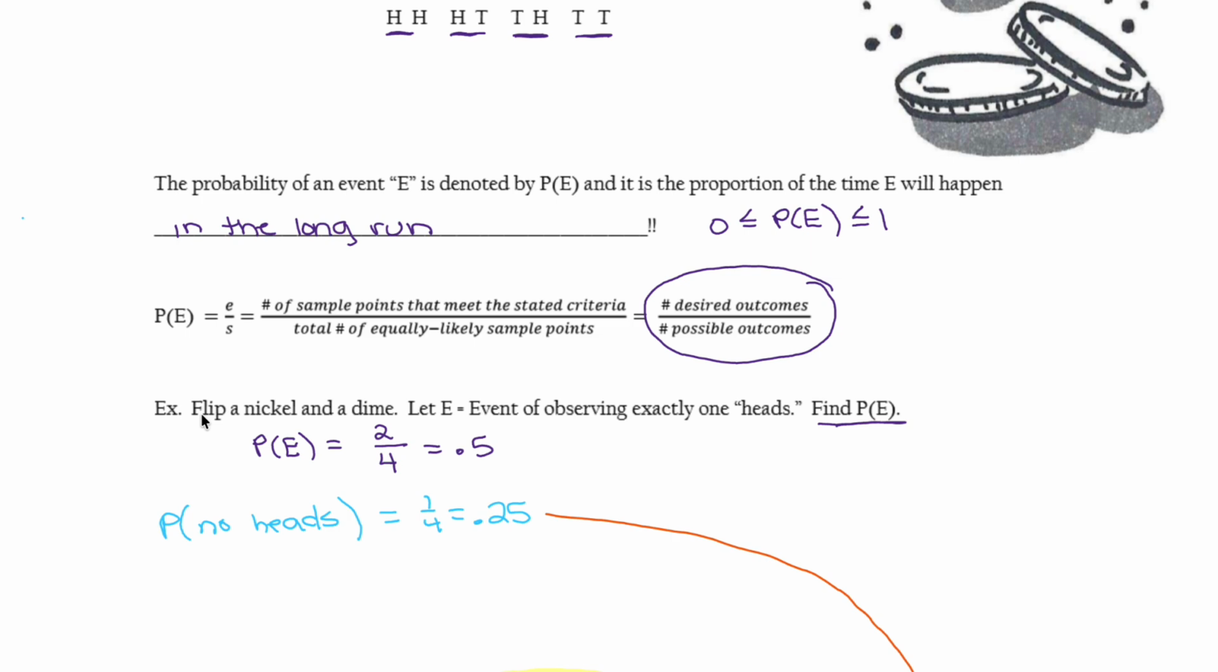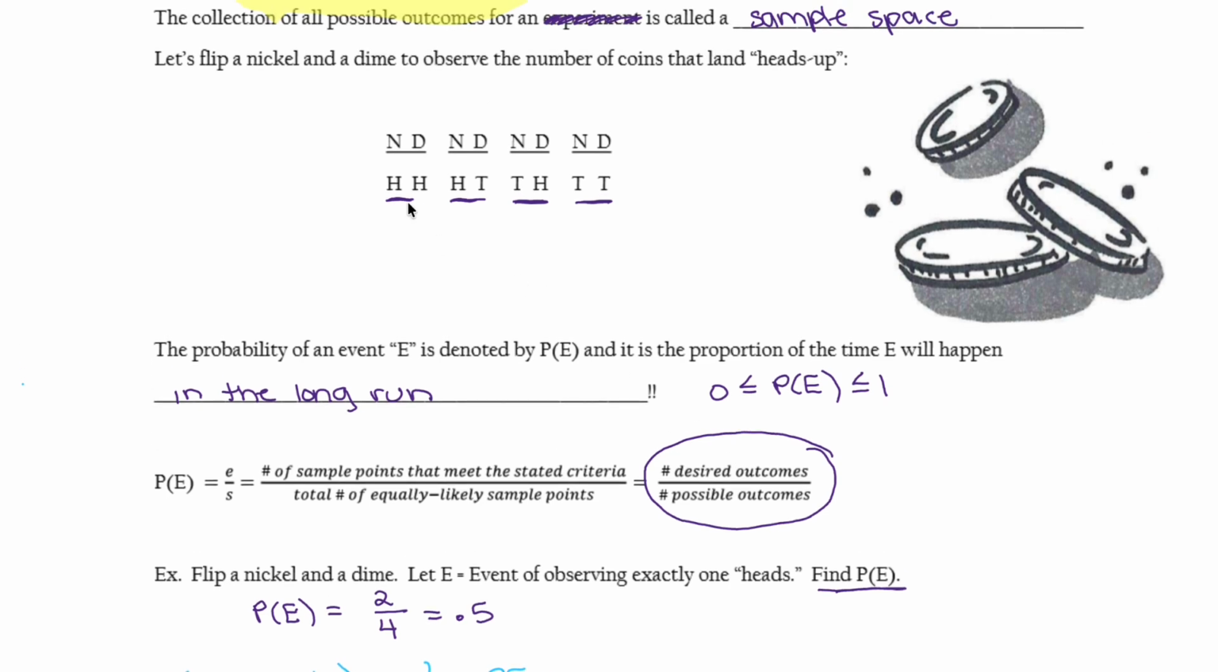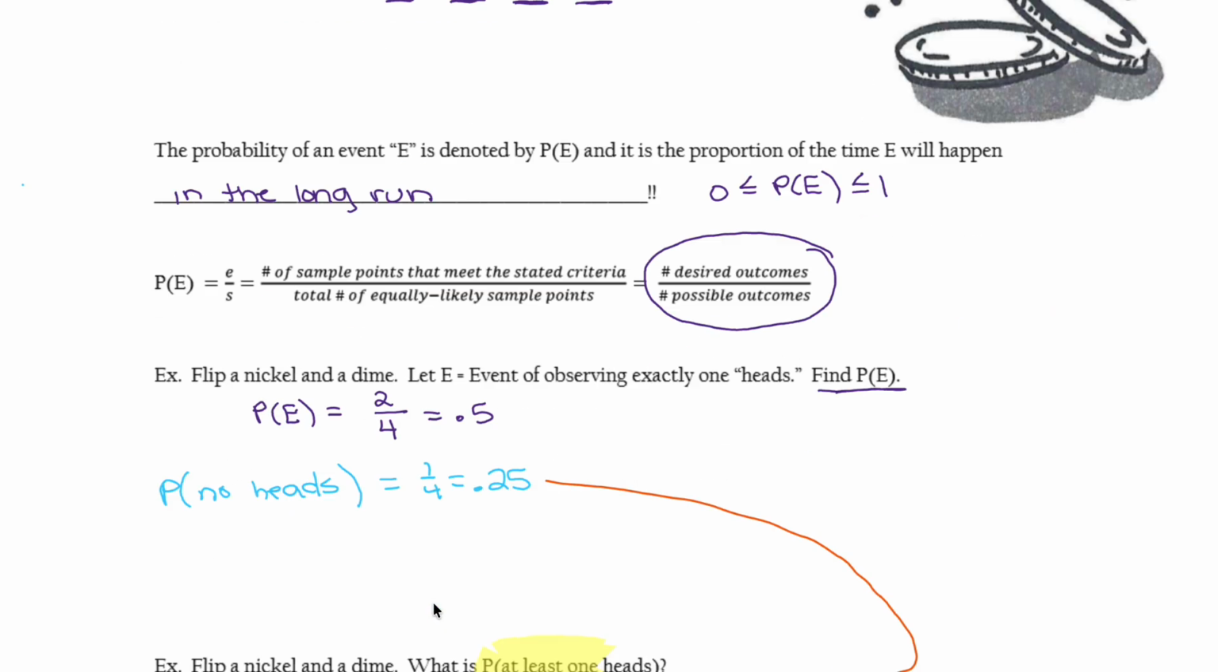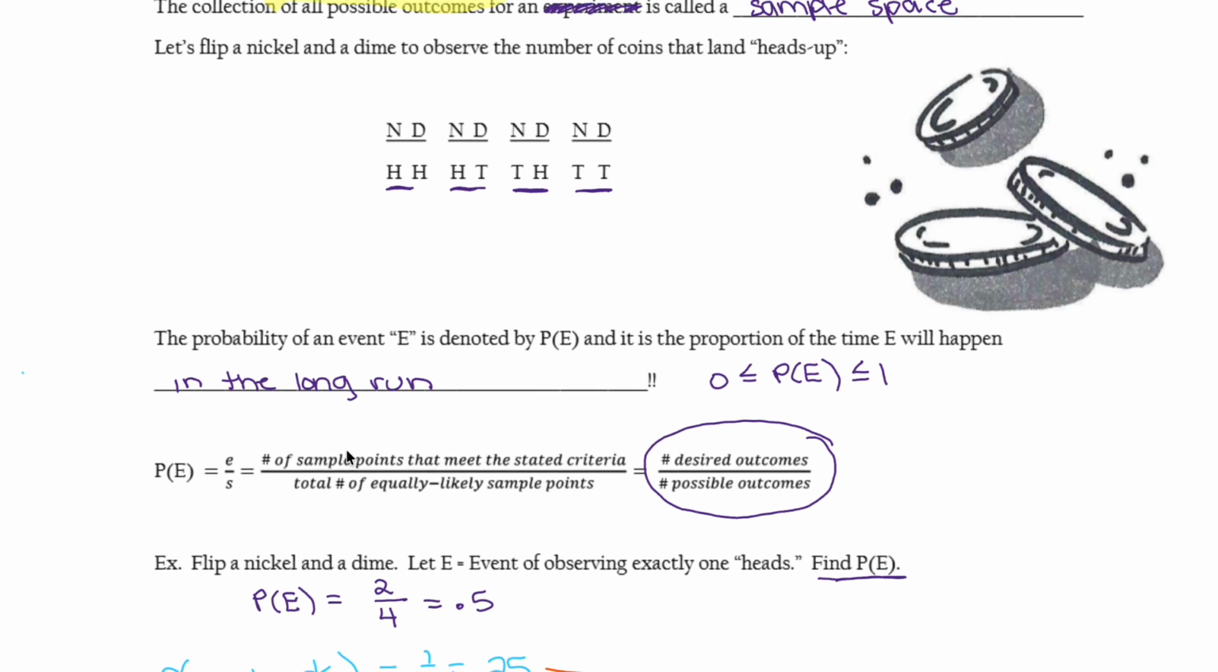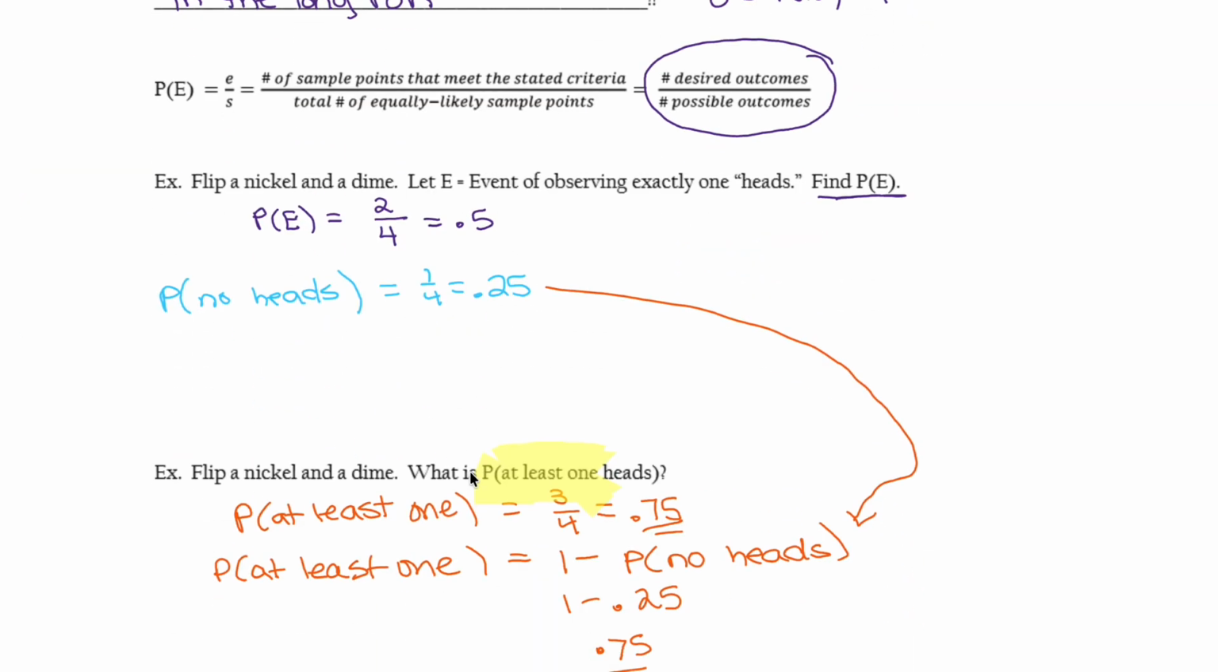So let's take a look at an example. Flip a nickel and a dime. Let E equal the event of observing exactly one head. Find P(E). So P(E) is going to be, because we only want the probability of one head, let's take a look at the sample space right here. One head, there's 2. So total is 4. We use 2 over 4, we get 0.5. And the probability of getting no heads will be just 2 tails, so it will be only 1. So 1 over 4 will be 0.25.